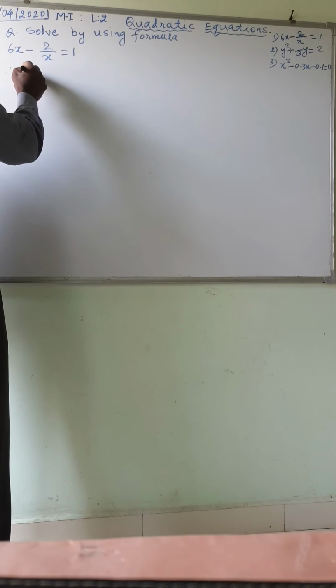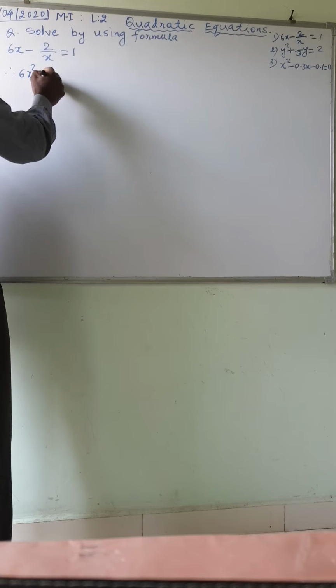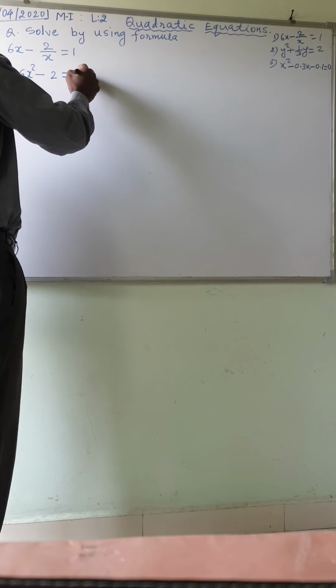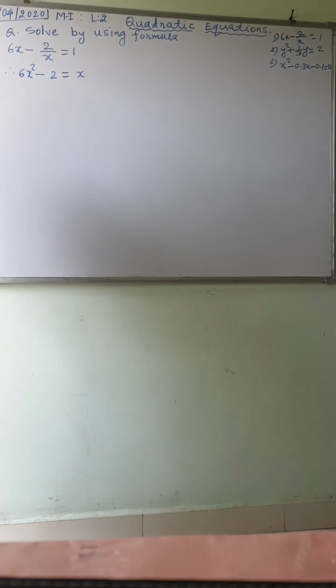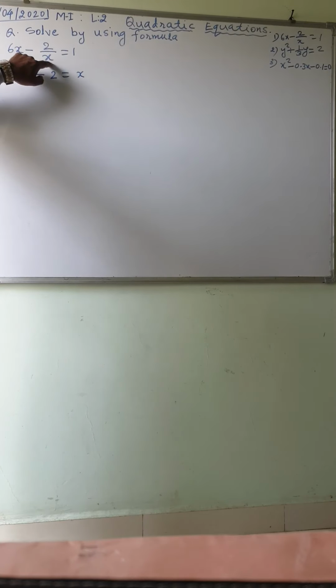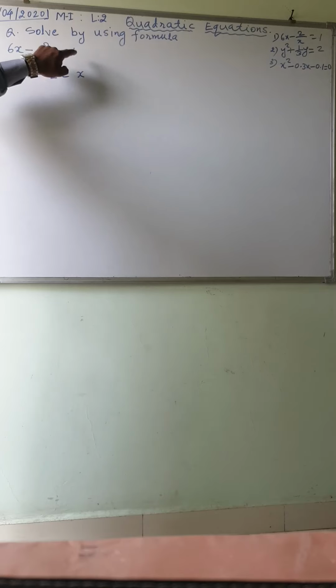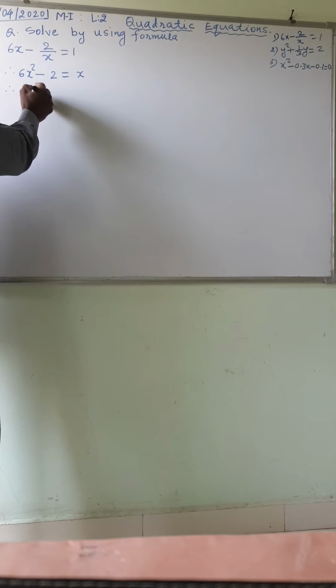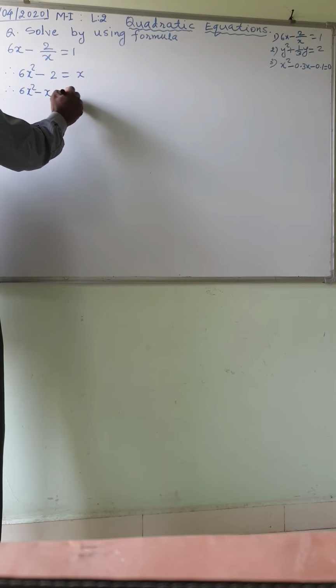Therefore, 6x square minus 2 upon x into x is 2 is equal to 1x. Not needed to write 1. See, whenever the denominators are there, then we multiply each term by the denominator. So multiply this by x, 6x square, x gets cancelled, minus 2 is equal to 1 into x, x. Bring this here. Therefore, 6x square, this x is plus, here it will become minus x, minus 2 is equal to 0.